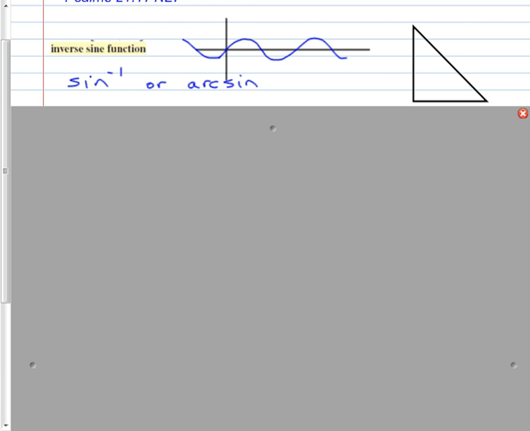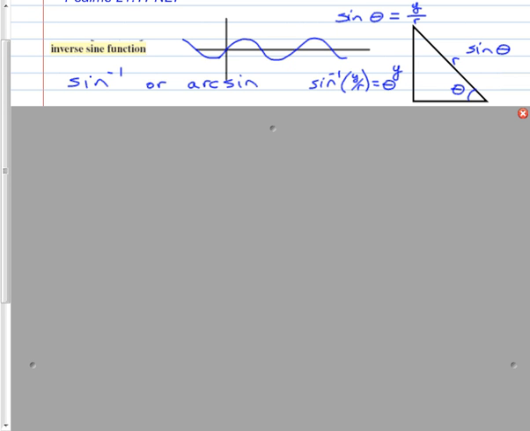So if I have an angle, and I want to find the sine of the angle, well, I know the sine of the angle is going to be the opposite side over the hypotenuse, or y over r. So if I find sine of an angle, I get out this number, y over r. If I want to take the inverse sine, then I would take the inverse sine of the y over r, and I get out the angle.